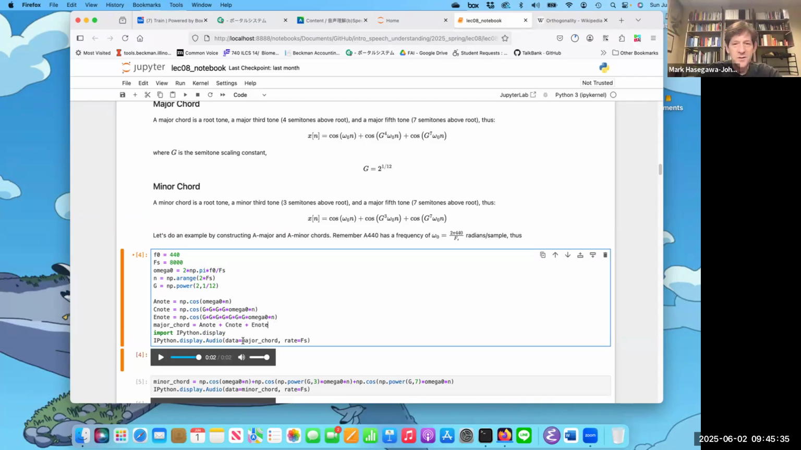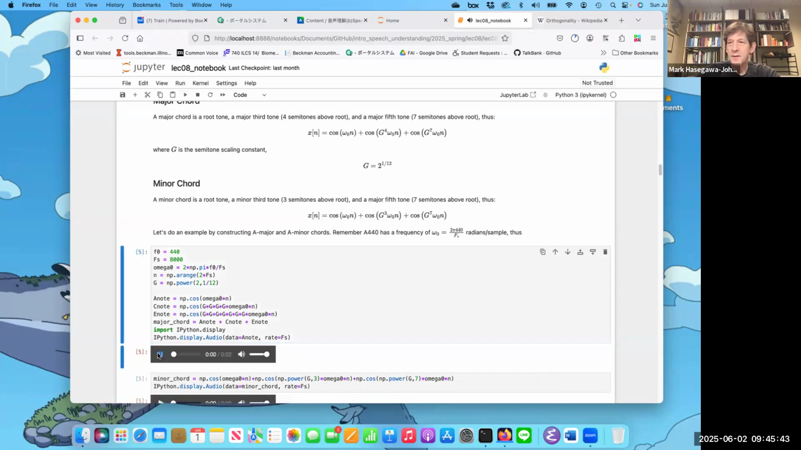First of all, let me just play the A note. There's the A. And now let me play the C note. And now let me play the E note. And now let's add them all together. So there we have a major chord.